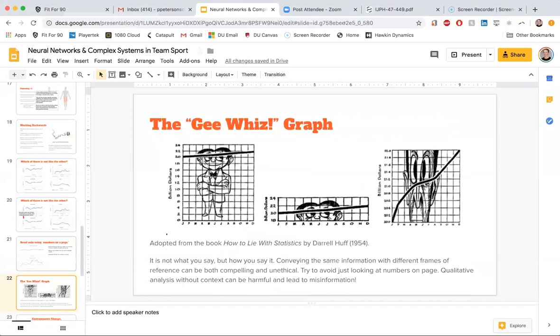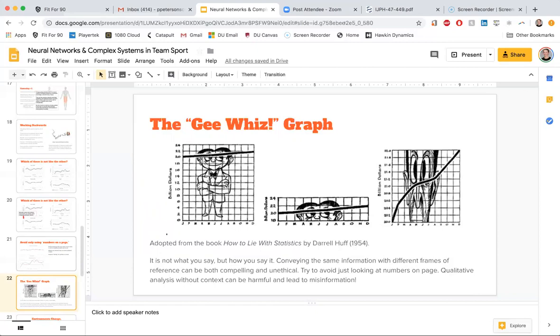So without statistical inferences, we're kind of looking at what's called a G-Wiz graph. I adopted this from a book, How to Lie with Statistics by Darrell Huff in 1954. It's a great book, excellent read. I think I bought it for like $6. I would highly suggest it to anyone who's interested in sports science and the statistics side of things. But it's all about looking at your own biases and taking an objective approach and figuring out what I could be doing better.